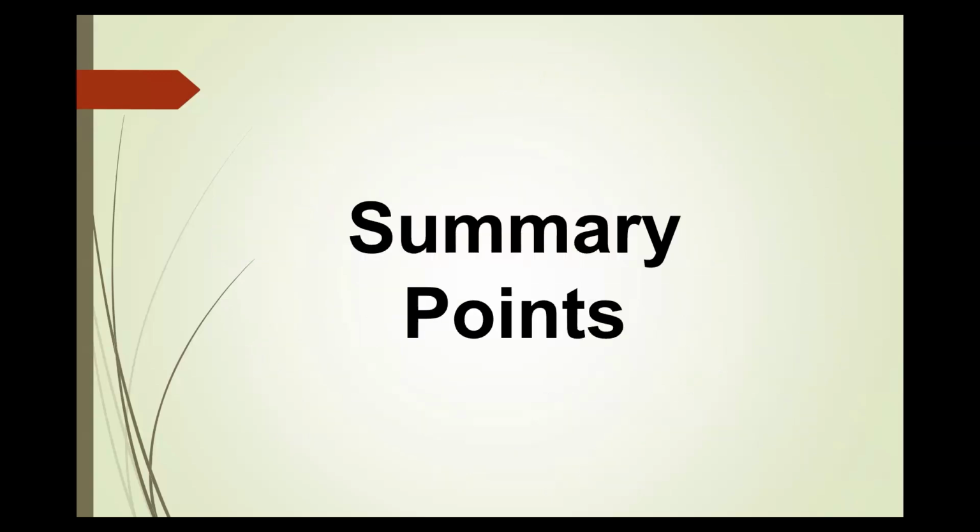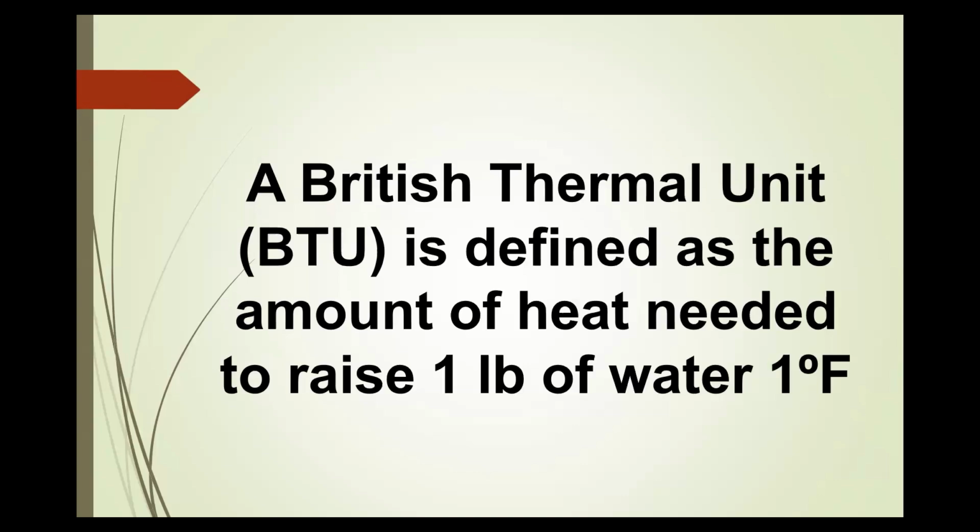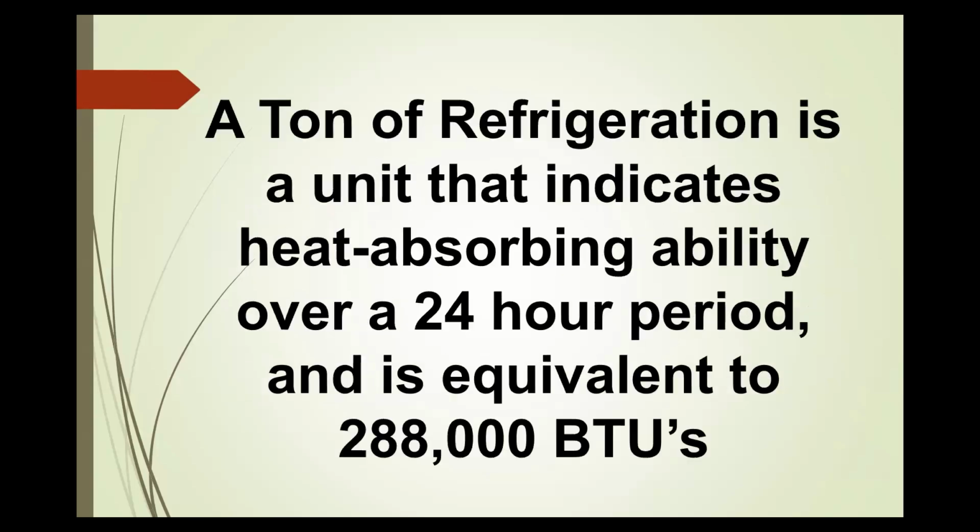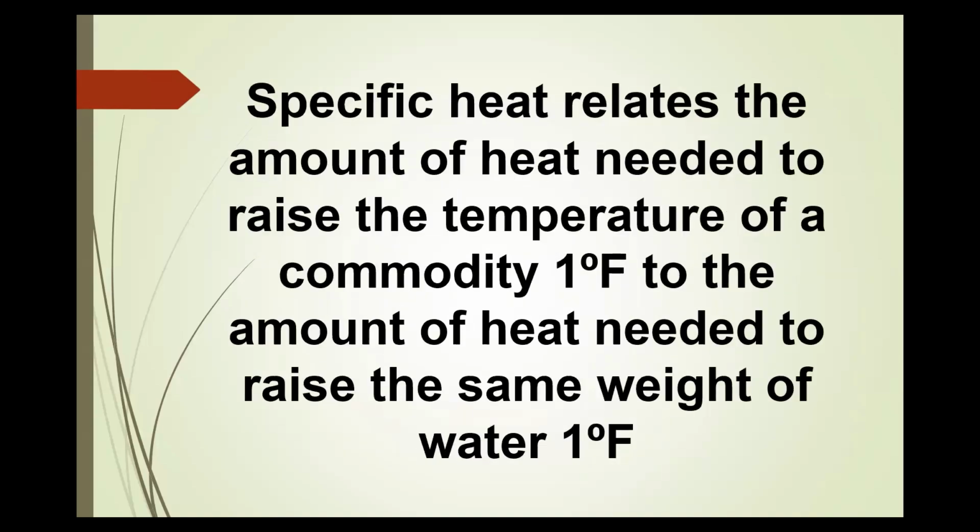Summary points. A British thermal unit is defined as the amount of heat needed to raise 1 pound of water 1 degree Fahrenheit. A ton of refrigeration is a unit that indicates heat absorbing ability over a 24-hour period and is equivalent to 288,000 BTUs. Specific heat relates the amount of heat needed to raise the temperature of a commodity 1 degree Fahrenheit to the amount of heat needed to raise the same weight of water 1 degree Fahrenheit.